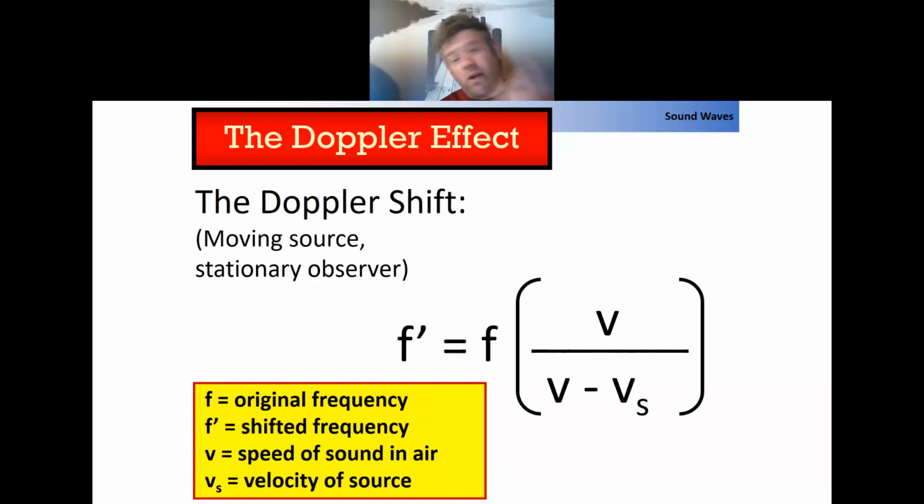So what I could have figured out was how fast that ambulance was traveling if I knew the frequencies of those. Not going to happen, right?